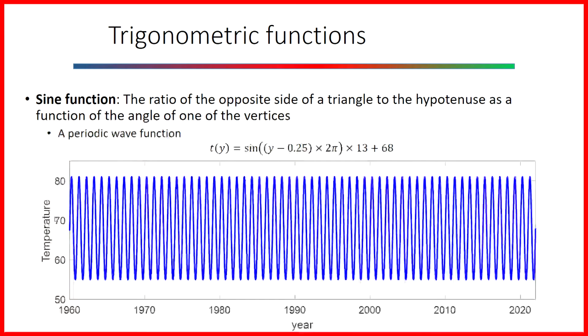For instance, we could estimate the average monthly temperature in Tallahassee using the function t of y equals sine of (y minus 0.25) times 2 pi times 13 plus 68. This gives us something approaching the cyclic periodicity that we actually feel in seasonal temperature with cold winters and warm summers.